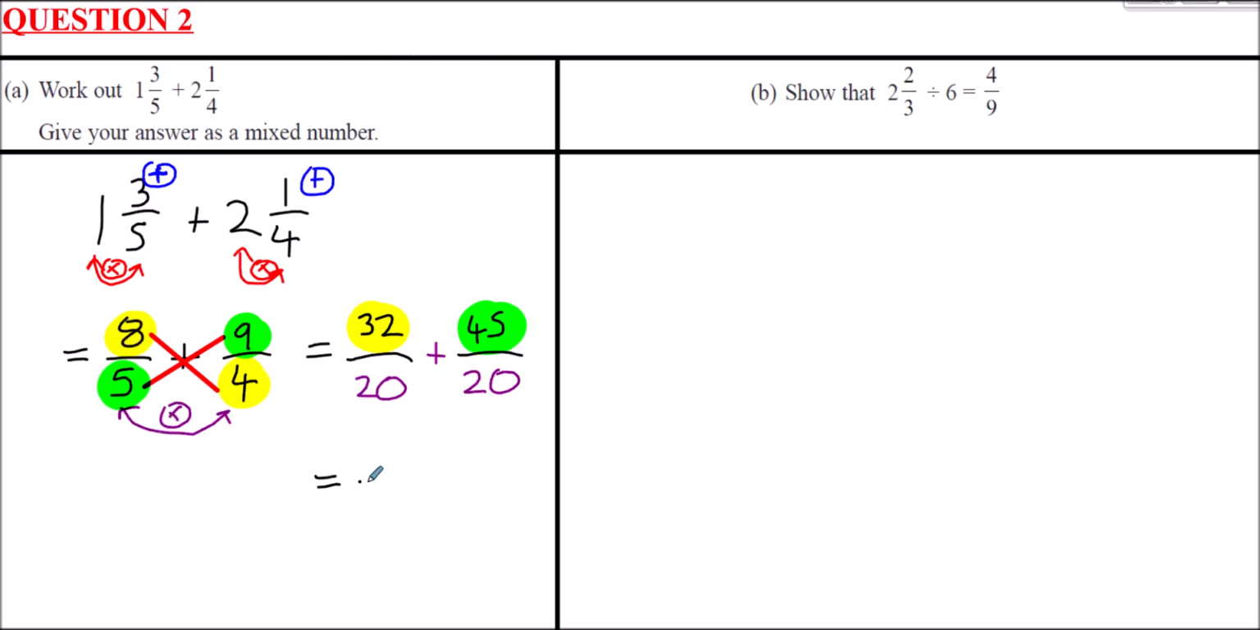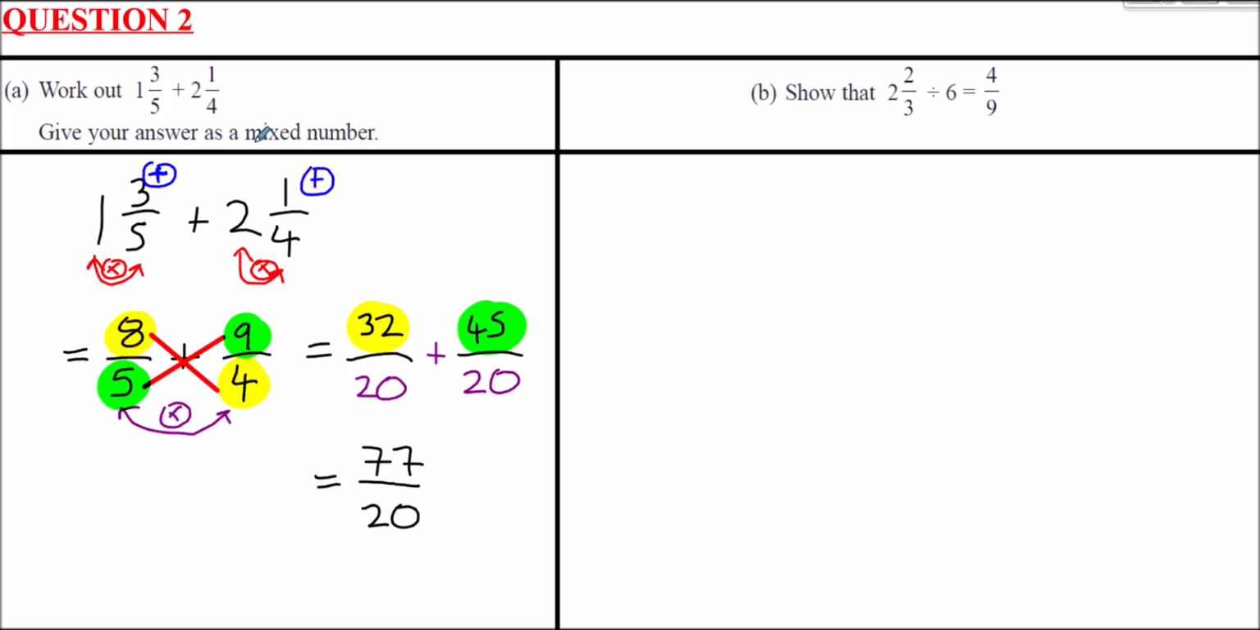So now we have 32 over 20 plus 45 over 20. Now the bottom numbers are the same, we leave them as they are, so we leave that as a 20 and just add the top numbers, the numerators. So 30 plus 40 is 70, and 2 add 5 is 7. So we're going to have 77 over 20. But we want our answer now as a mixed number.